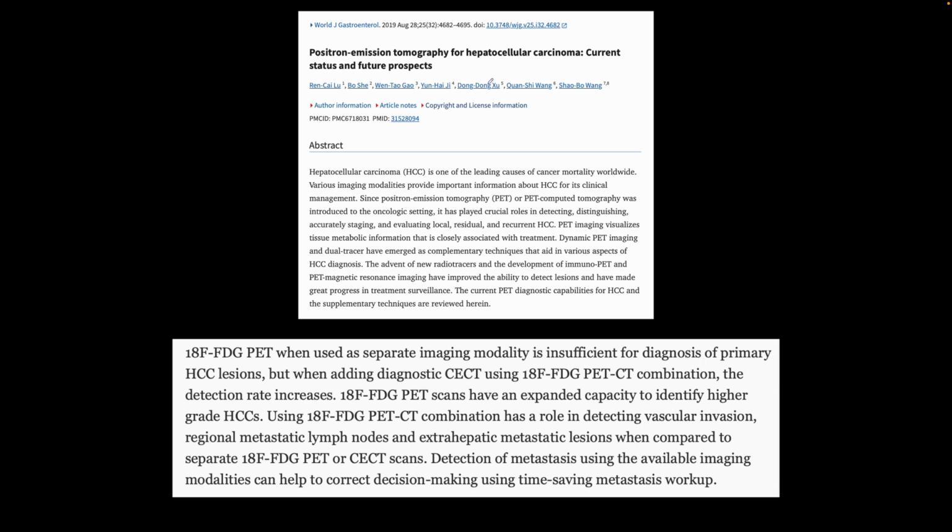And here is an article on that topic where the authors say that FDG PET may have a role in evaluating regional metastatic lymph nodes and also extrahepatic metastatic lesions. And FDG PET, when used as a separate imaging modality, is insufficient for the diagnosis of primary HCC lesions.